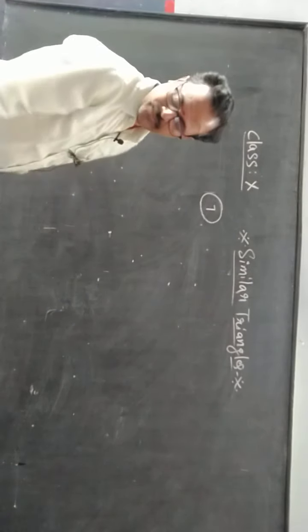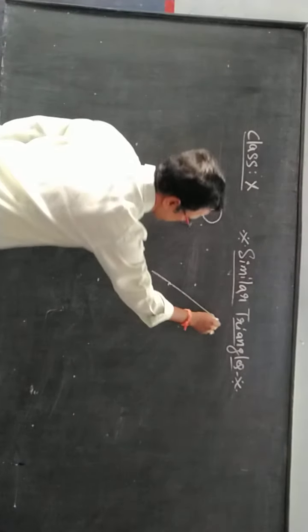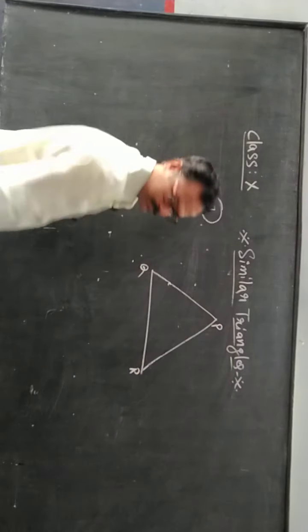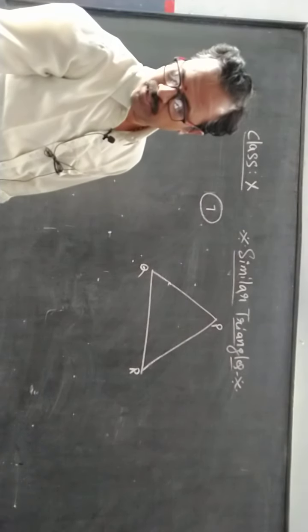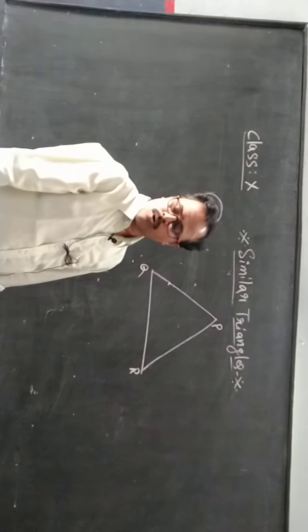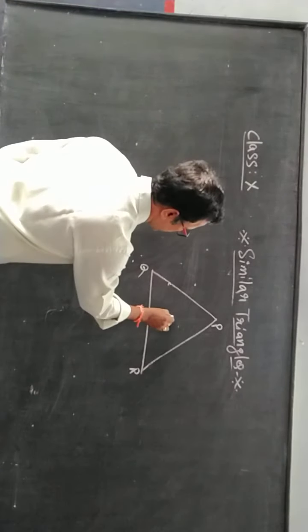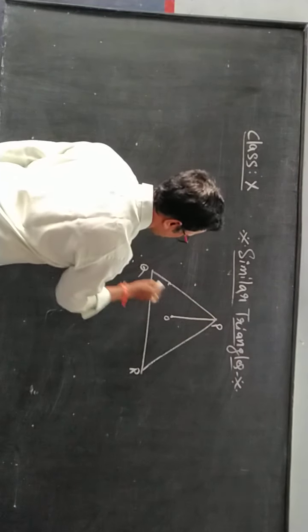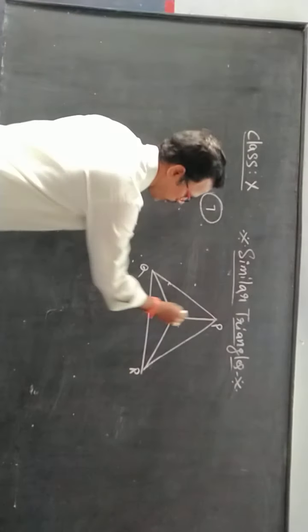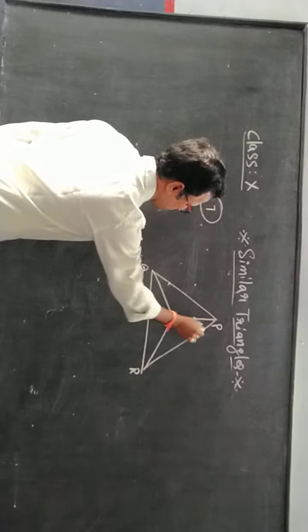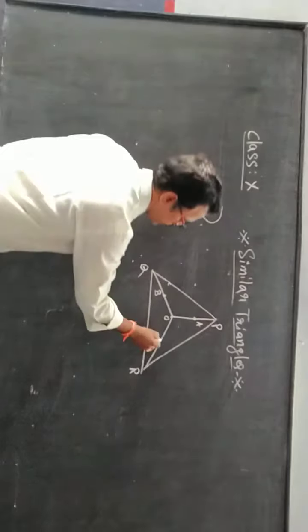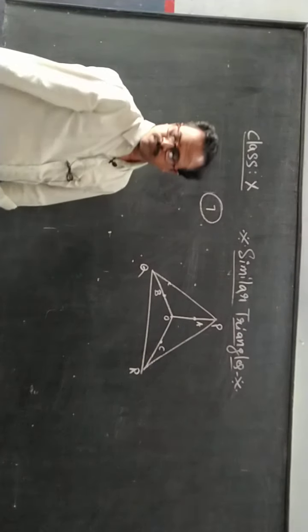The figure is given as a triangle PQR. Okay, and here it is mentioned that A, B, C are points on OP, OQ and OR respectively. So taking a point O inside, OP is drawn, OQ is drawn and OR is drawn. Now on OP the point A is taken, on OQ the point B is taken, and on OR the point C is taken. It is joined here.